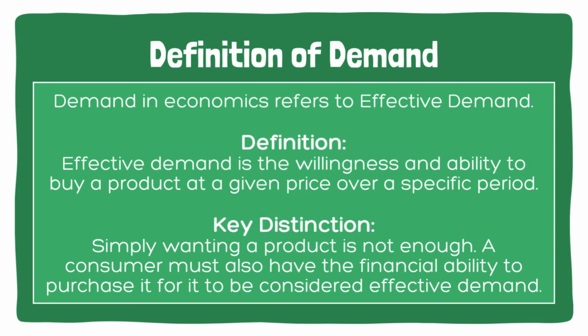When economists discuss demand, they are referring not just to people's desire for goods and services, but to what is called effective demand. Effective demand means the willingness and ability to buy a product. For demand to be effective, consumers must both want the product and have the financial means to purchase it. For example, a person might want a luxury car, but if they cannot afford to buy it, their demand is not effective. Firms are only interested in effective demand because it directly influences their sales and production decisions.